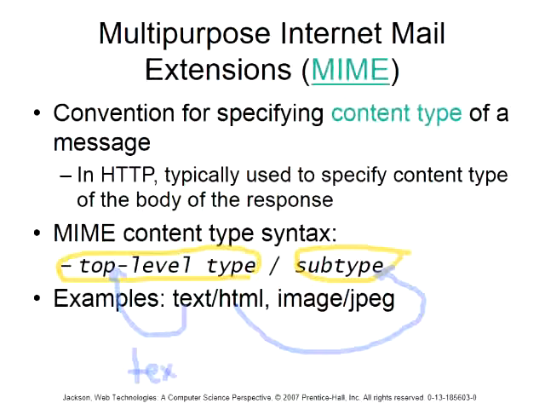Text XML. So text means top level type, XML subtype. In this example, image represents top level type. JPEG represents subtype. Just a moment, please.